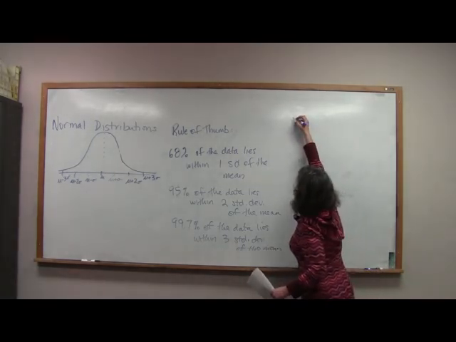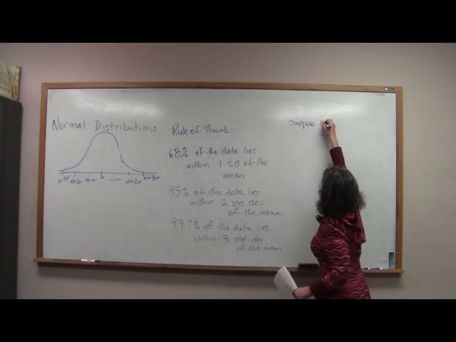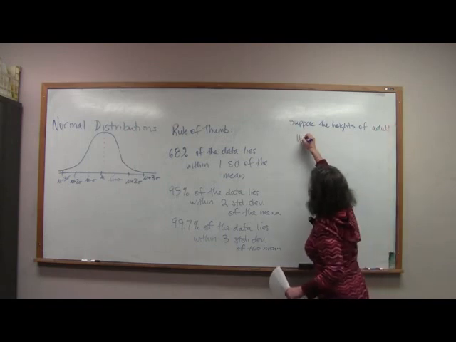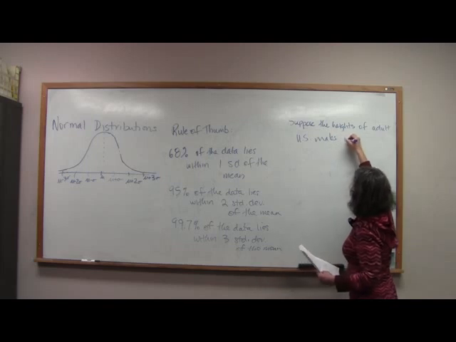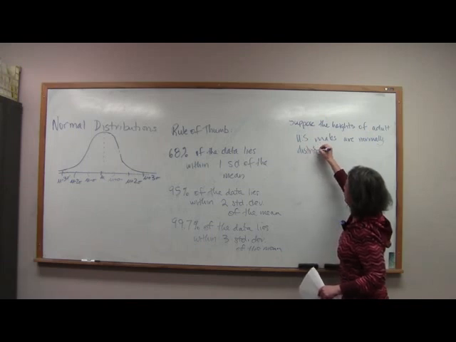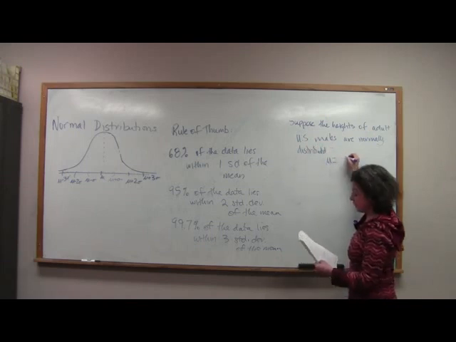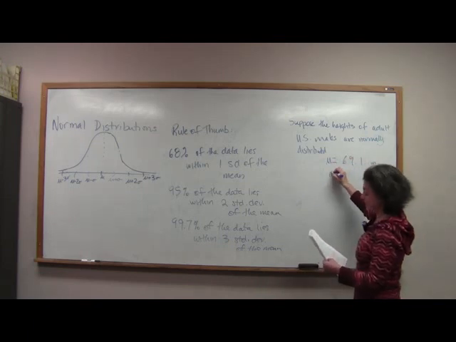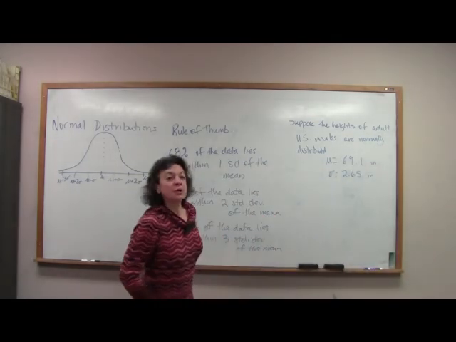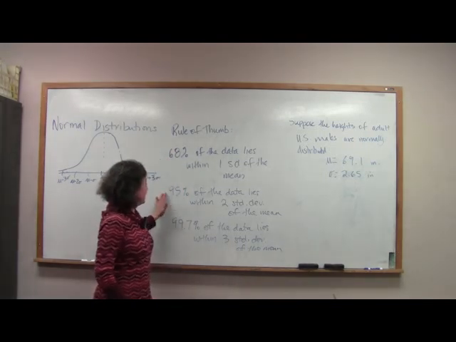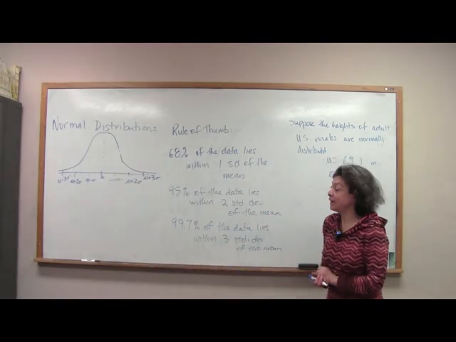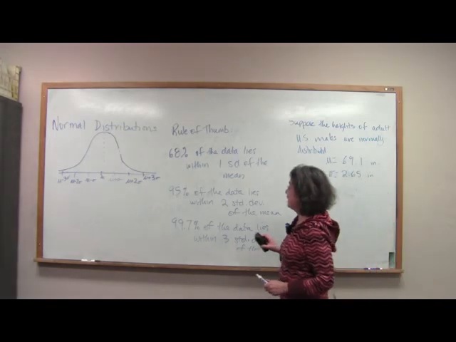So let us suppose that the heights of adult U.S. males are normally distributed and suppose the mean is 69.1 inches with a standard deviation of 2.65 inches. And what we're going to do is discuss what the 68-95-99.7 rule tells us about the heights of the men. Okay? So, what we can say is as follows.